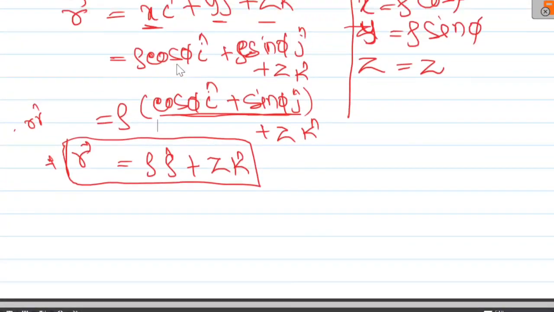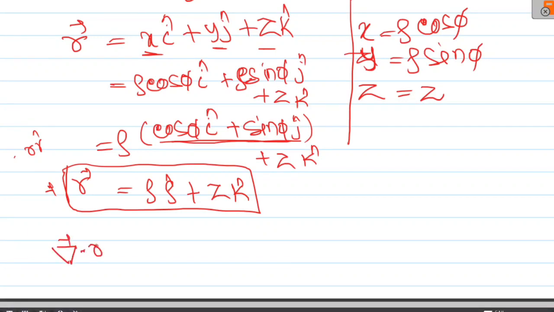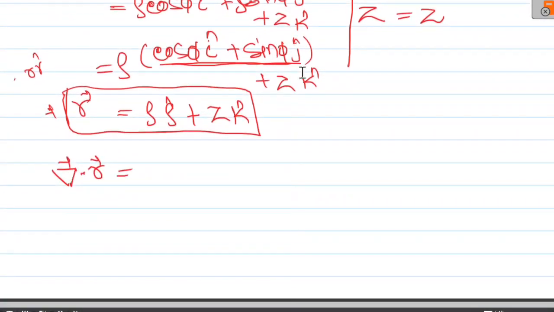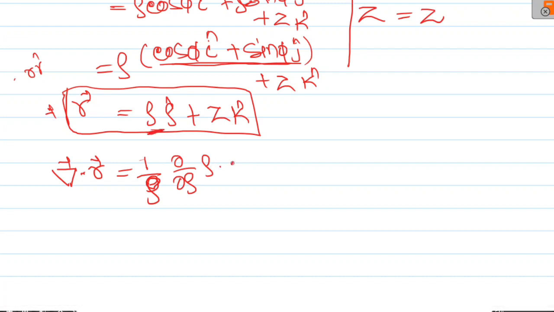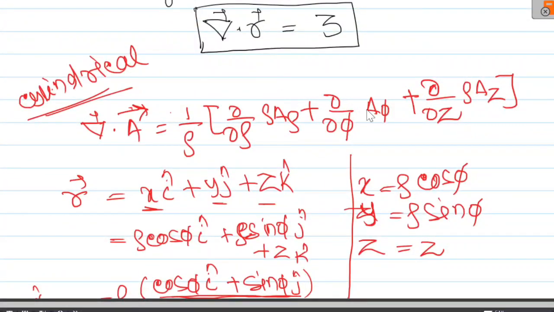Now we'll calculate the divergence. Okay, so divergence of r in cylindrical coordinate system. This is 1 by rho, del by del rho of rho times a_rho, which is rho. Plus there is no phi component, the phi component is 0, so we can directly write that to be 0. Now del by del z.